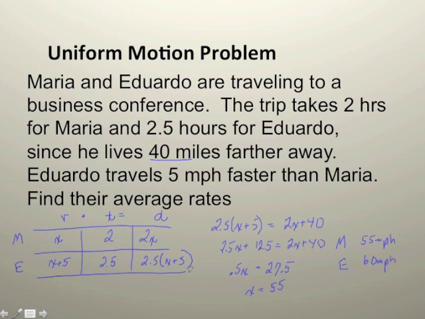Okay, 60 times 2.5 would be 150, and 2 times 55 would be 110. That's 40 miles farther away. So this is my solution.